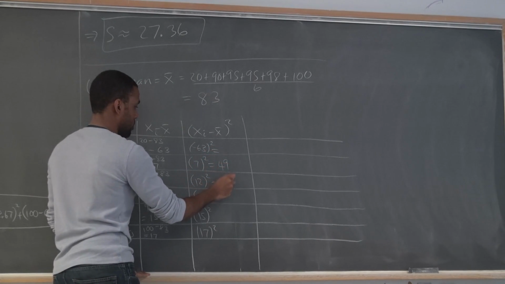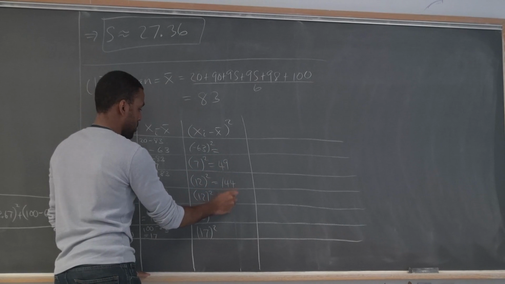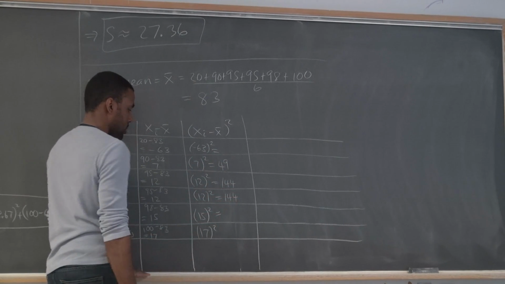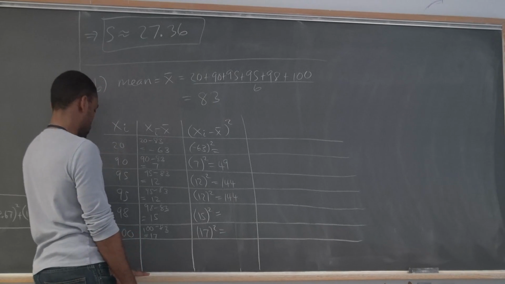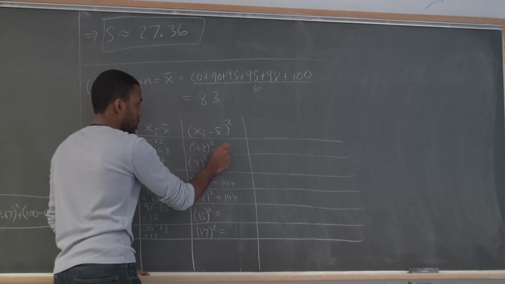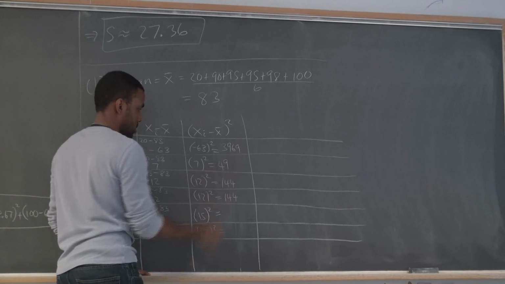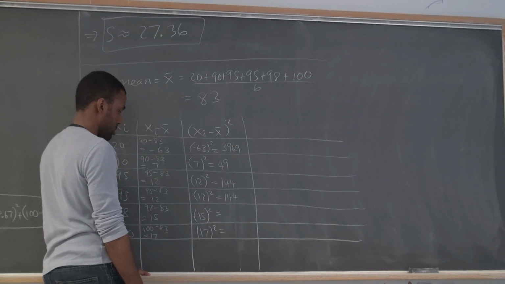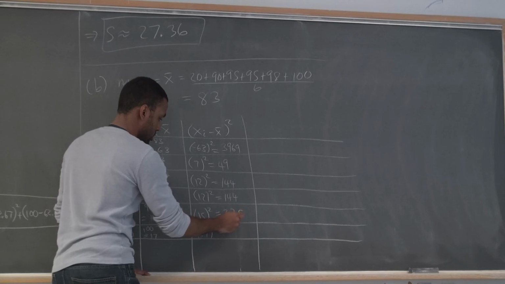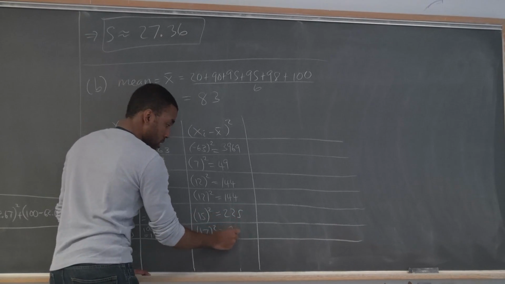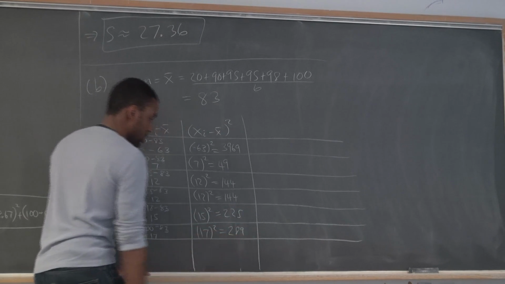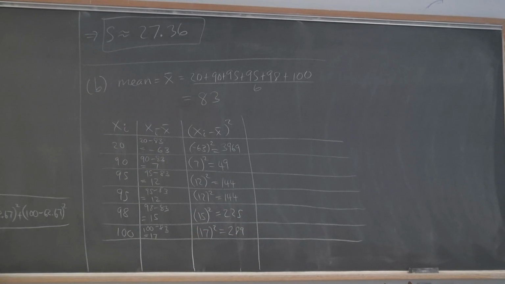49, this is 144. 15 squared, I should know what that is, but I forgot at the moment. What's 63 squared? 3969. And 15 squared is 225. 17 squared? 289, right? Now the next thing you're going to do is add all these guys together.